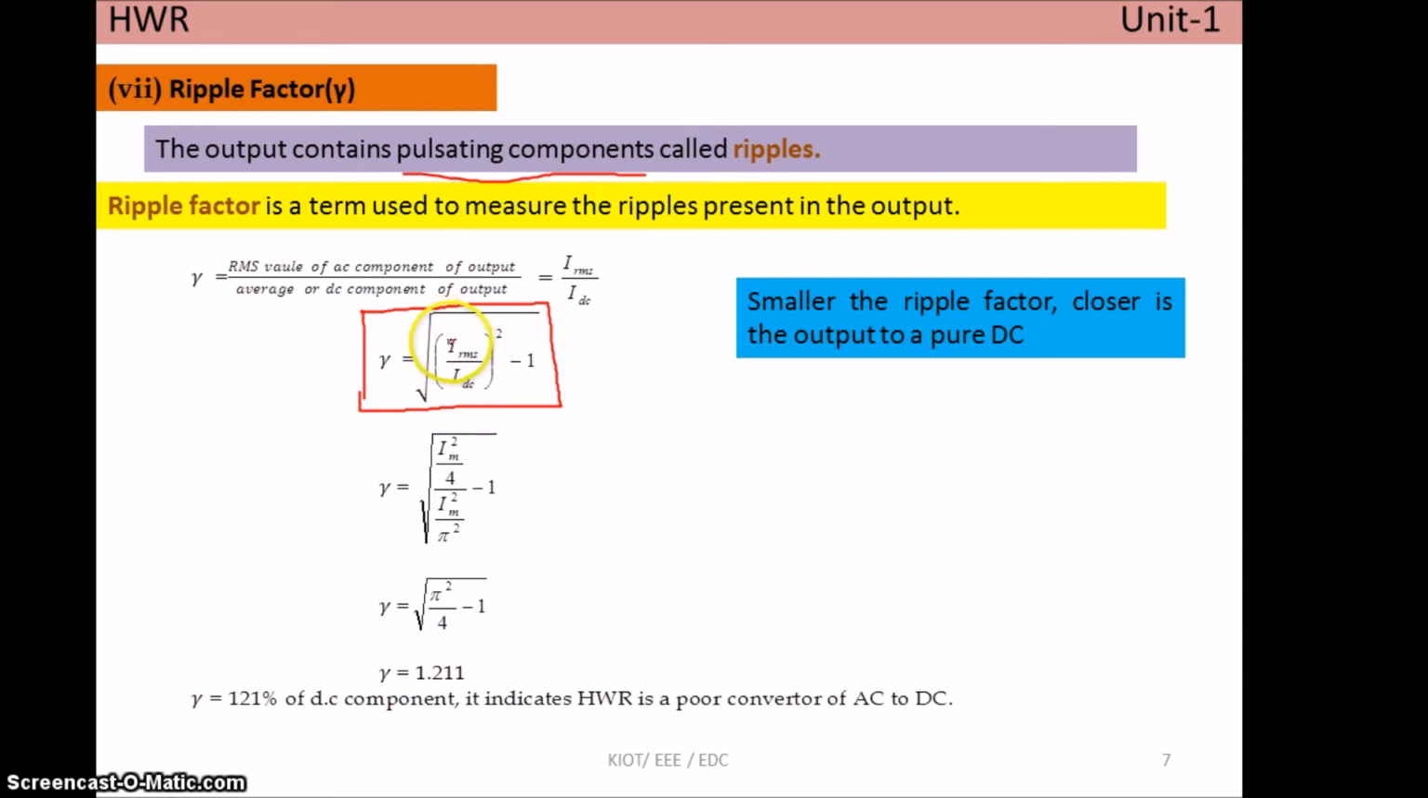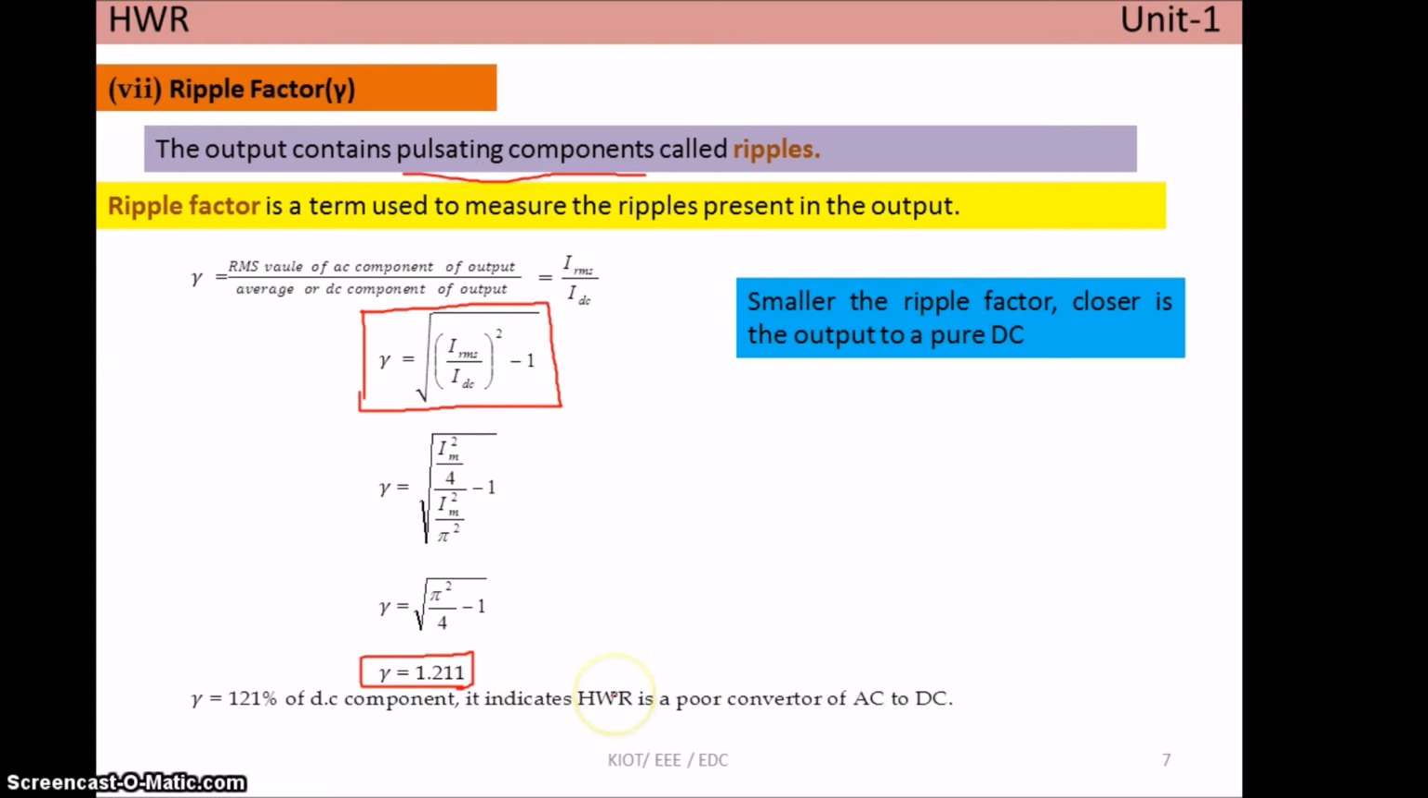IRMS we have derived as Im by 2. So IRMS square means Im square by 2 square, which is 4. Similarly, IDC is Im by pi, so IDC square is Im square by pi square. When you simplify these terms, this becomes pi square by 4. Further simplification results in a ripple factor of 1.211. In percentage, we can say 121% of the DC component.